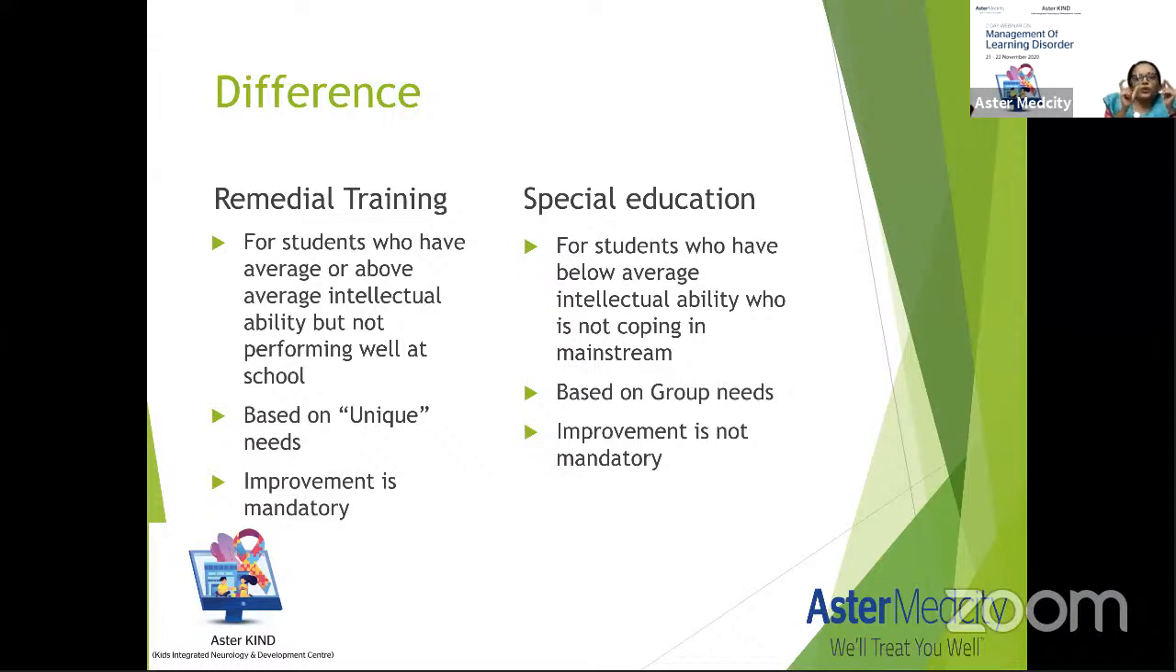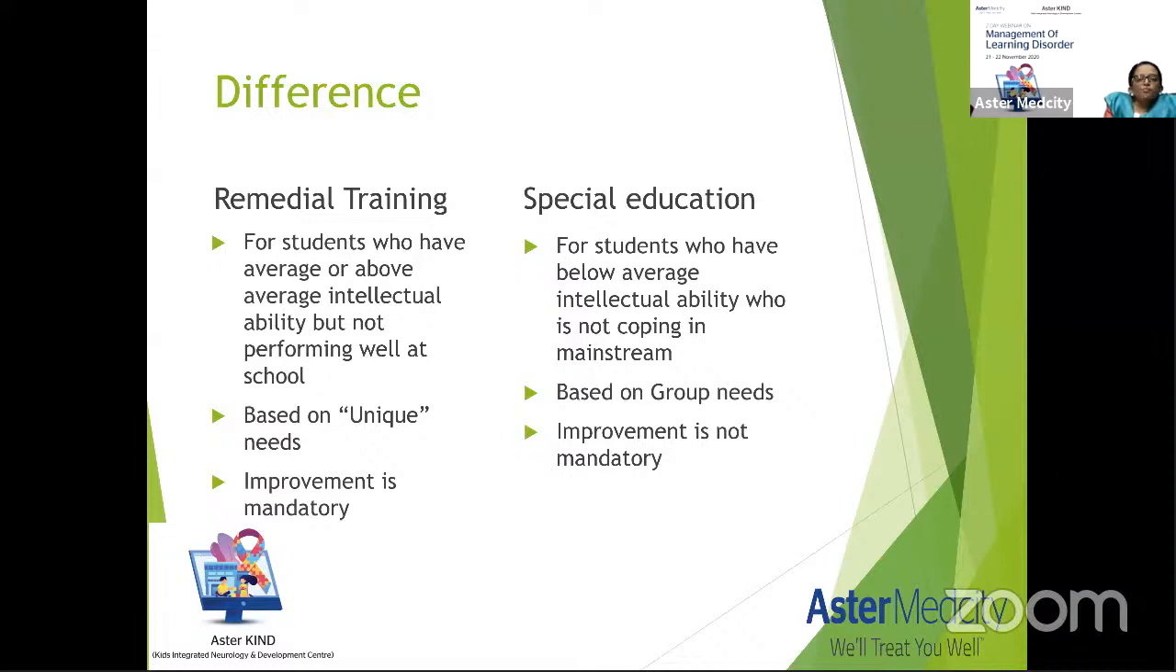If the child is not showing an average IQ, then we will plan the training accordingly. So IQ is very important here, but for special education, IQ is not very important, right? If the child has below average IQ, then they will do special education training. So it is based on the unique need of the child. Each child is different. Based on the child's deficit area, we prepare an IEP and we do remediation based on that. But in special education, it is based on the group need. There the group is more important, but in remedial training, we give importance to the child.